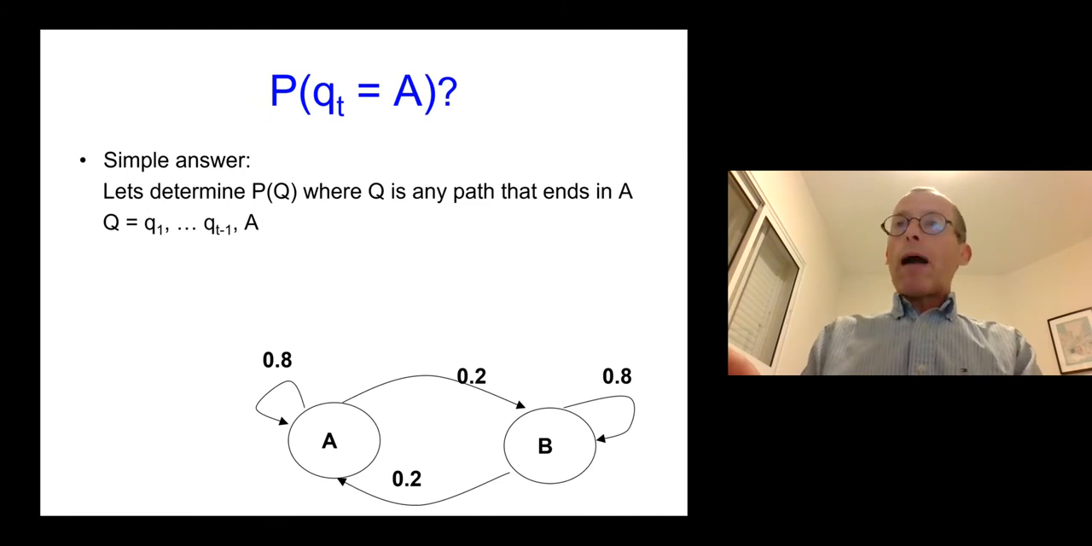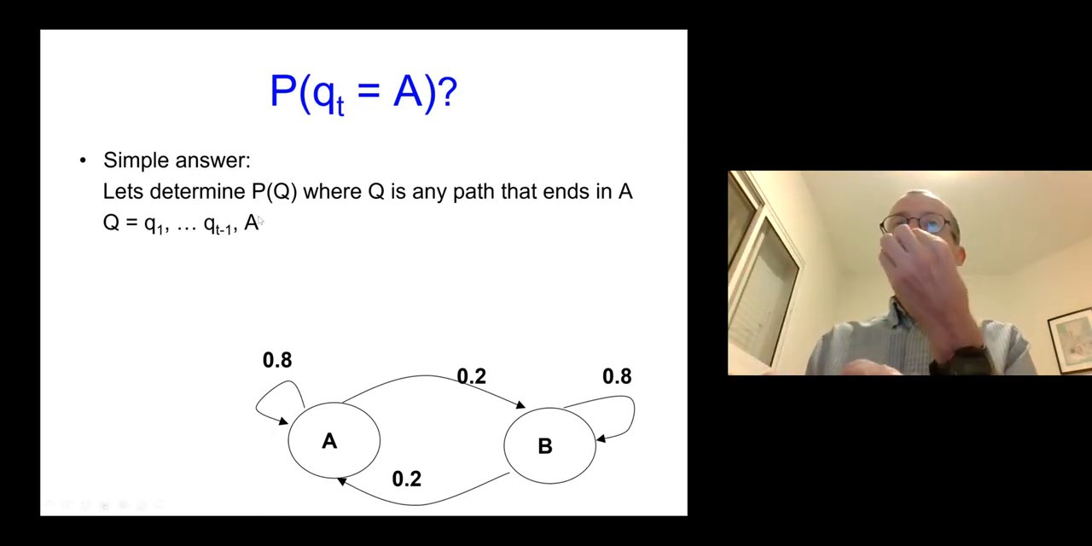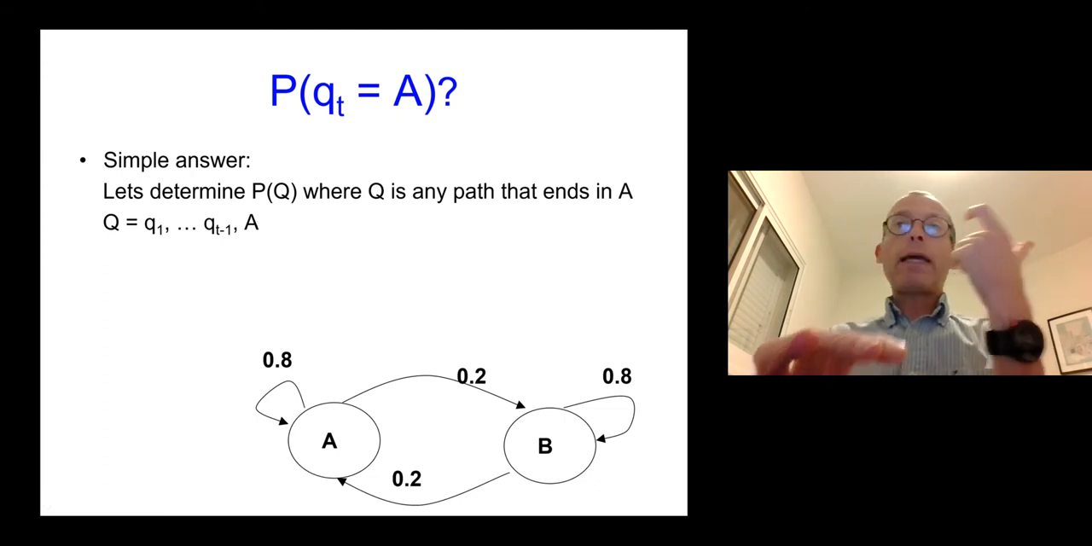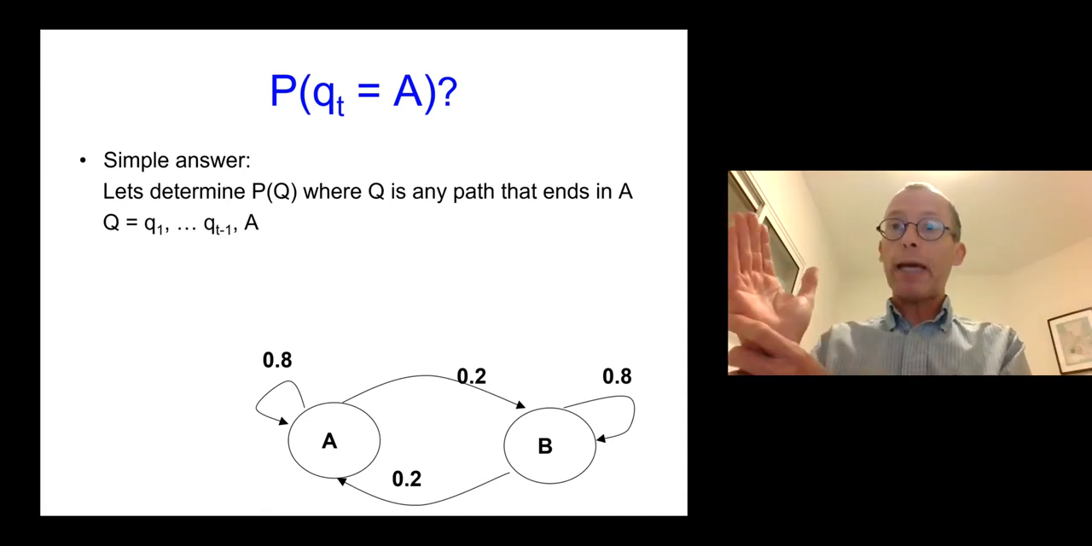So how can we compute it? Well, the simple answer is, in order to finish in A in the seventh state, we can be in any of a set of states in the first six, and then in the last part, we have to transition to the A, right?